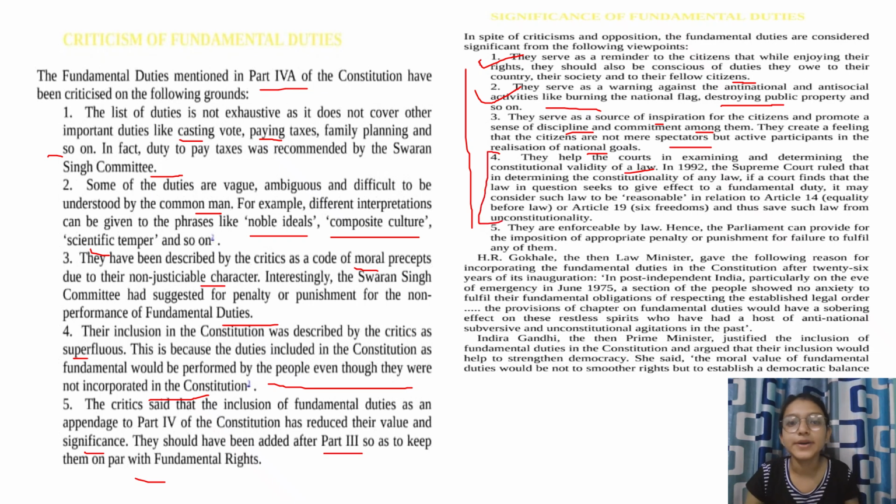As it says, the duties are there for people to follow. There are no acts under which a person is punishable for not following their duty. But if Parliament brings any act that has a relation with the fundamental duties, then it would not be violative of Article 14 and 19. That is what this paragraph meant, and that is what the ruling of the Supreme Court in 1992 said. They are enforceable by law. Hence, the Parliament can provide for the imposition of appropriate penalty or punishment for failure to fulfill any of them. This is what I exactly said just now.